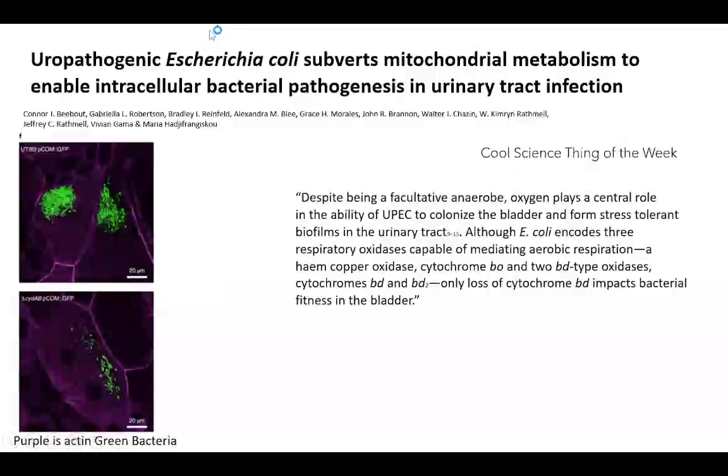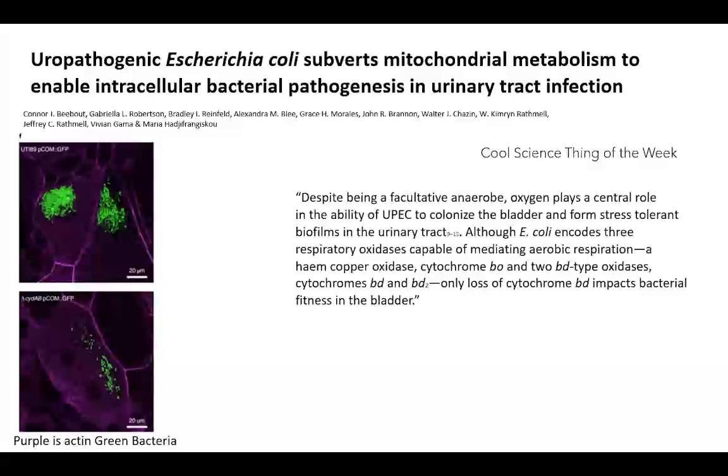So what is cool about this E. coli? Well, despite being a facultative anaerobe, as the authors state, oxygen plays a central role in its ability to colonize the bladder and form stress-tolerant biofilms. And although E. coli codes 3 separate oxidases capable of doing aerobic respiration, so 3 of them, not just 1, not just 2, 3, only one of them is important for this ability to infect bladders. If you lack that one, you cannot infect the bladder effectively, and it's kicked out of the system easily.